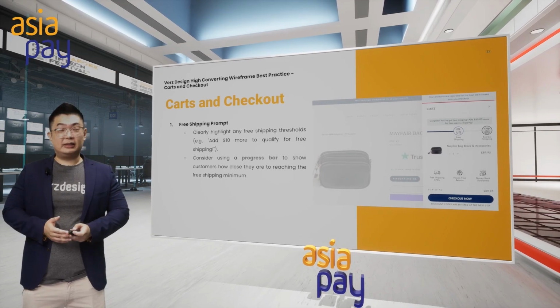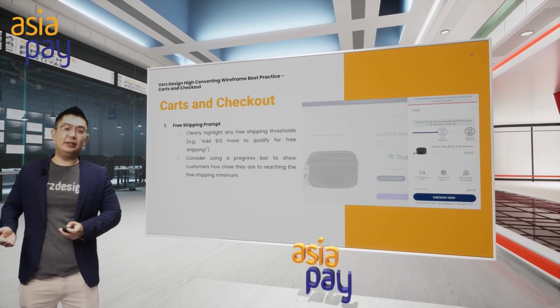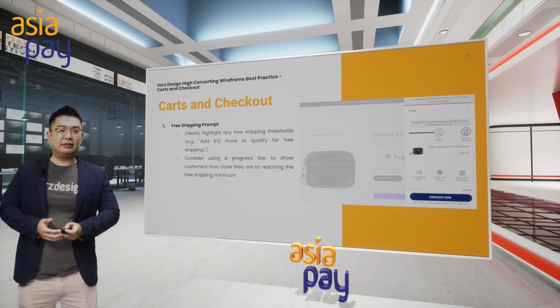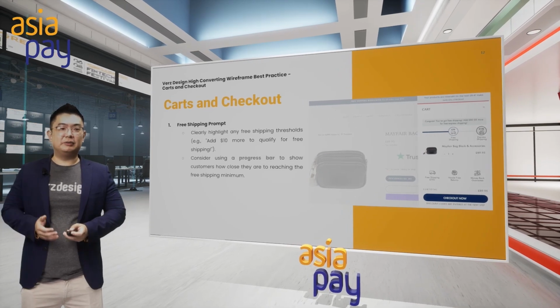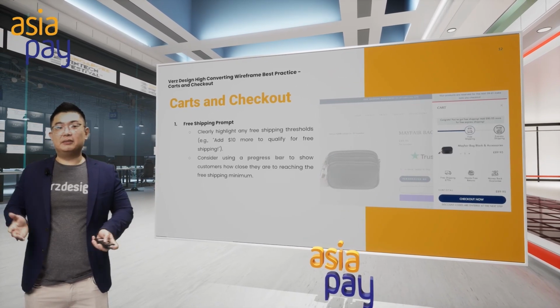So typically what people can do is that they can add a gamification segment to it. They can show like free shipping from, they can show maybe a shipping is like $15 if you were to purchase, or free shipping above $80.